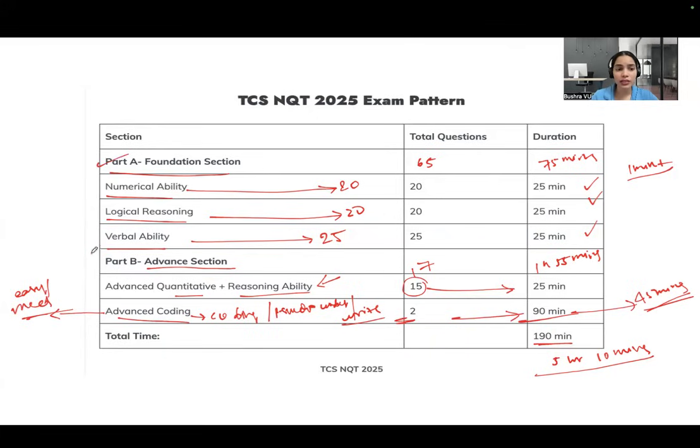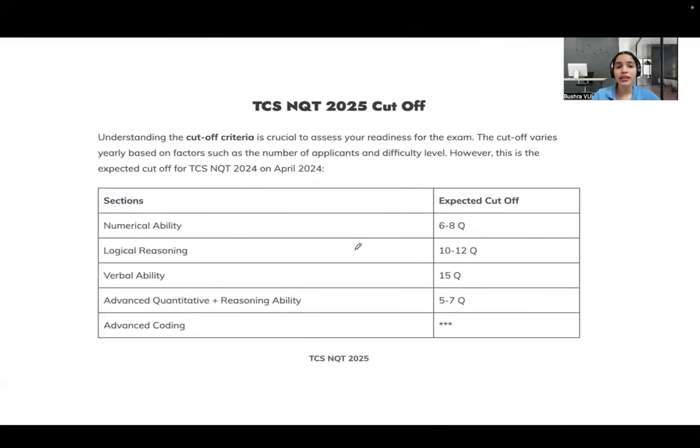Part A and Part B. Part A has these 3 topics: numerical ability, logical reasoning, and verbal ability. And Part B has advanced quantitative and reasoning ability, 15 questions in 25 minutes. And finally, advanced coding, where you have 45 minutes given for each question. So this is the overall timing, that is 190 minutes overall. This is for 75 minutes, and this is for 1 hour 55 minutes. And finally, 65 plus 17 questions are asked. Let's move to the next slide.